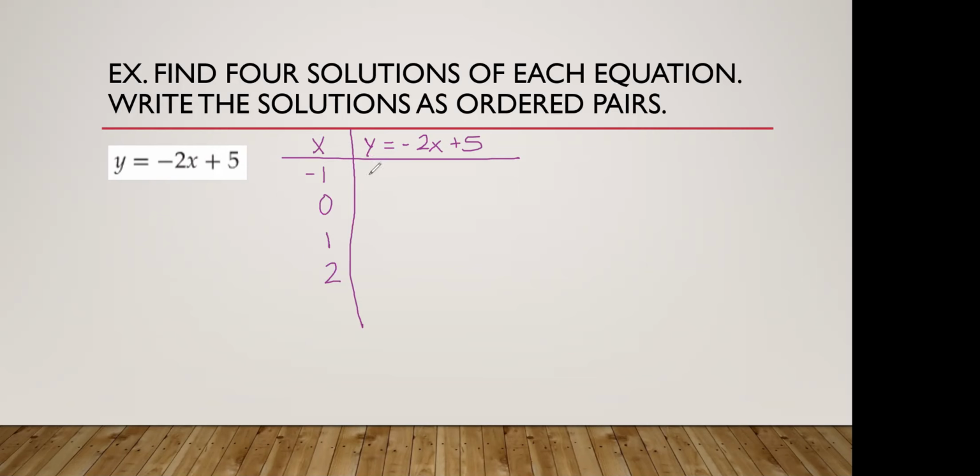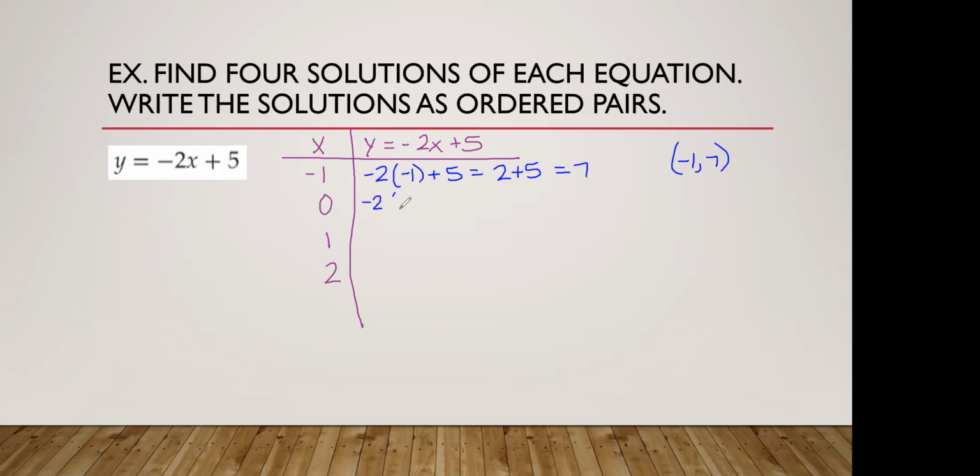Okay, so I have -2 times x, which is -1, plus 5. So now I've got -2 times -1. Negative times negative is positive, so that's 2. And I still have to add 5. 2 plus 5 is 7. So when I write my answers as ordered pairs, when x is -1, y is +7.